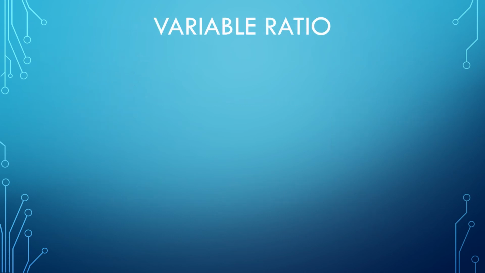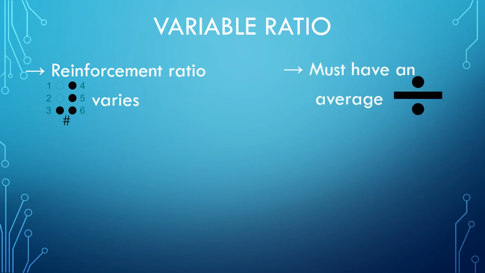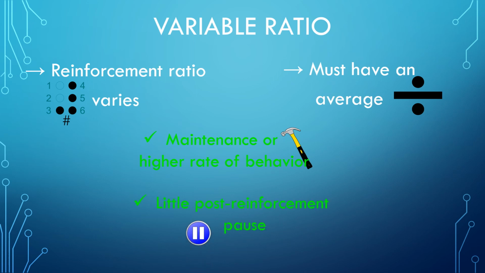Next, we have the variable ratio schedule. In a variable ratio schedule, the reinforcement supply will vary. Variable ratio schedules must have an average even though the timing of reinforcement is inconsistent. Advantages of a VR schedule include continued maintenance and pace of the desired behavior, and little to no post-reinforcement pause.